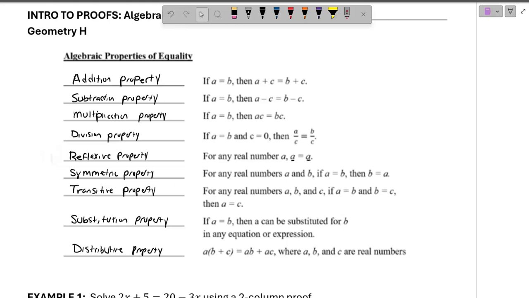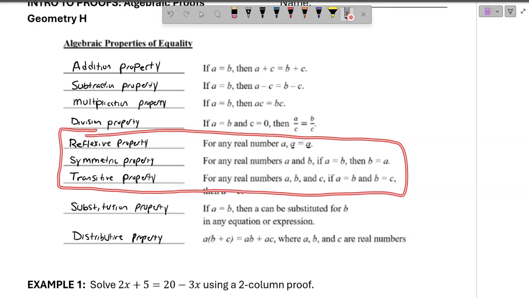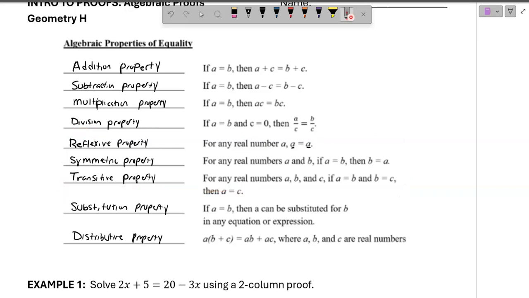Now there is another group of properties we need to talk about: the reflexive, the symmetric, and the transitive properties. The reflexive property is just the notion that a number is allowed to be equal to itself. 5 is indeed equal to 5. 12 is indeed equal to 12. While that might seem obvious, this is going to be a strategic property that we'll need down the road when we start working with geometric proofs. But we're going to leave it on the side for now.